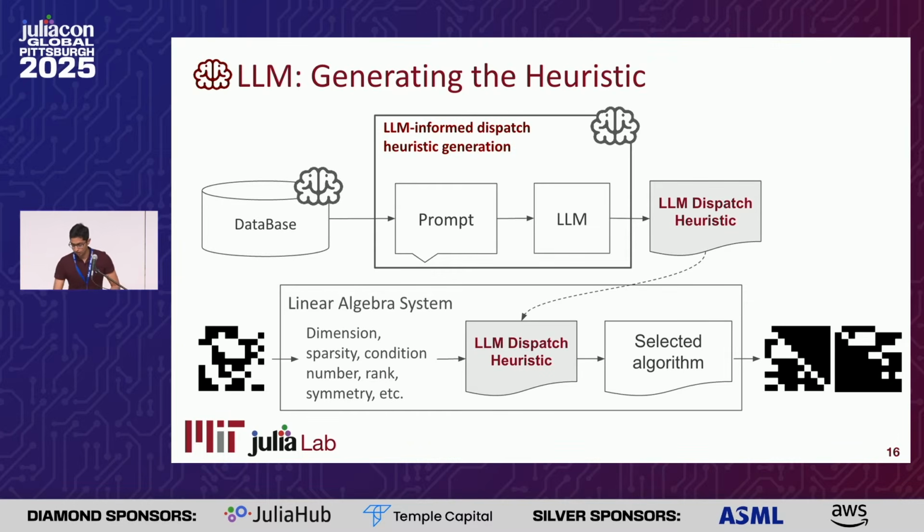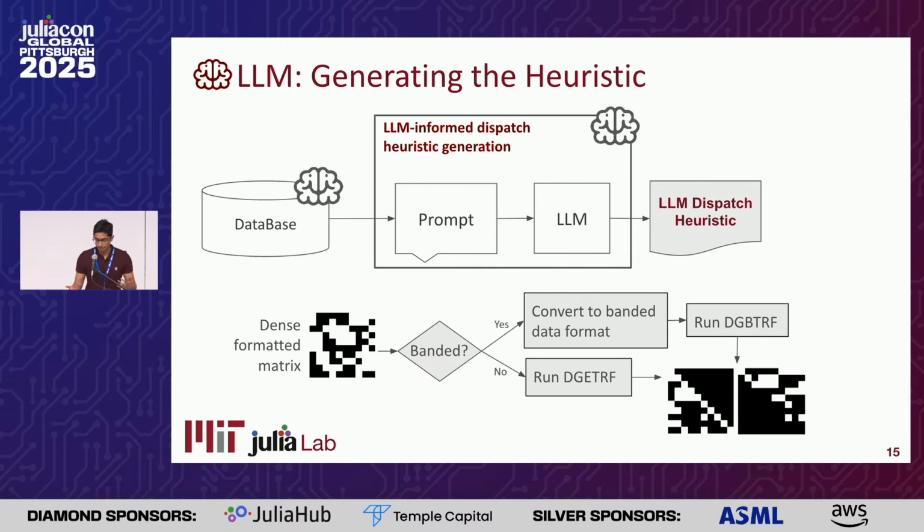And as a quick example, a very simplified version is this example here. So the heuristic is simple. We just check to see if it's banded or not. And if it's banded, then we convert the matrix into a banded data format, and then run this banded LU factorization version. Otherwise, we run the default factorization version. And the hope is that the time it takes to check whether the matrix is banded or not is not significant compared to the huge difference in time between running the banded version and the normal LU version.